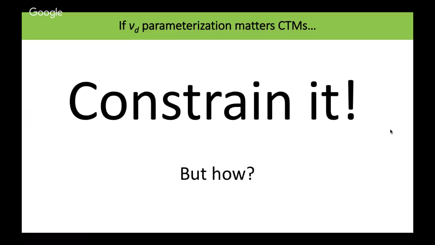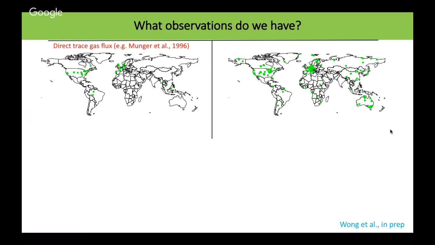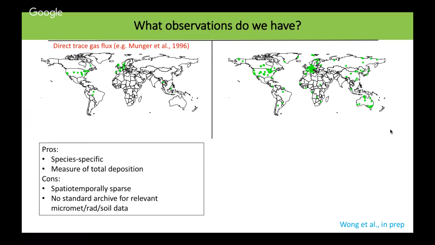So we first have to look at what observations we have. First, we have direct trace gas flux observations, like what Manga did in Harvard Forest. So it is species specific and it tells us about the total deposition. But at the same time, it is spatiotemporally very sparse, as you can see from the graph. And there is no standard archive for relevant micrometeorological and soil data, which is the input of the dry deposition models.